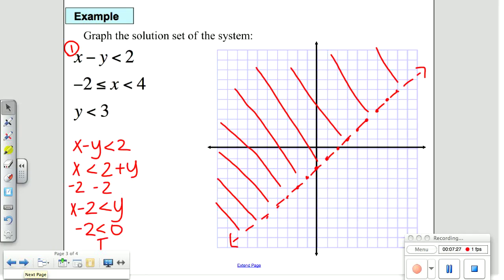Now, if we look at the next equation down, equation number 2, I'll graph in blue, you'll notice it says negative 2 is less than or equal to x, and x is less than 4. So that's actually 2 different things. The first one is that negative 2 is less than or equal to x. Also, x is less than 4. Those are going to be 2 vertical lines. One at negative 2, and it'll be solid because of the equal to, and the other one's at 4, and it'll be dashed because it's just less than.